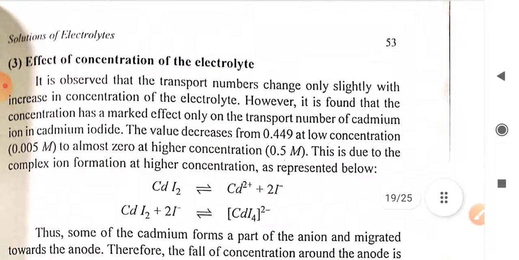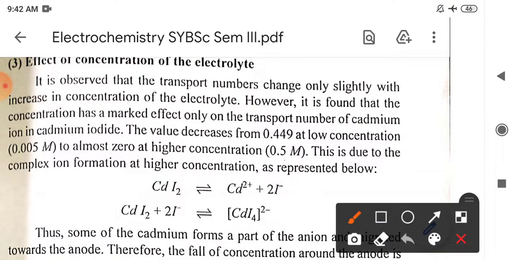Now next is the effect of concentration of the electrolyte. Concentration, we know, will affect the overall number of ions present in the given solution. So if more ions are present, then there will obviously be more drag on that particular ion, so overall velocity is going to decrease. So it is observed that the transport number changes only slightly with increase in concentration of the electrolyte.